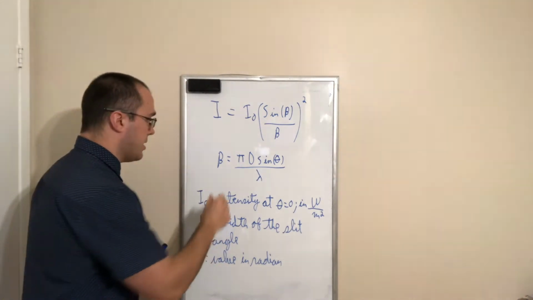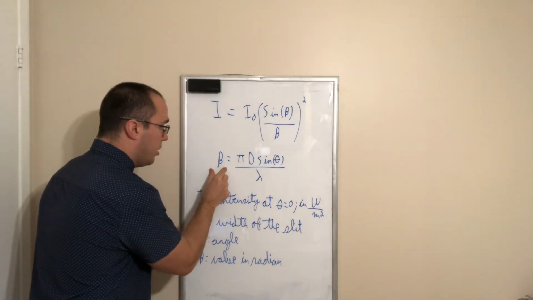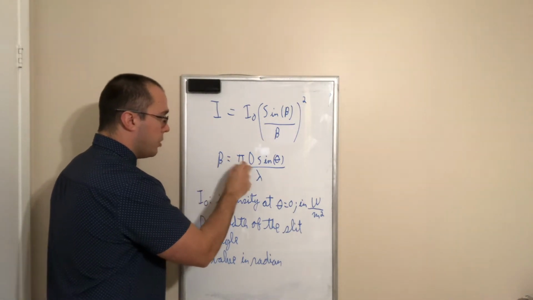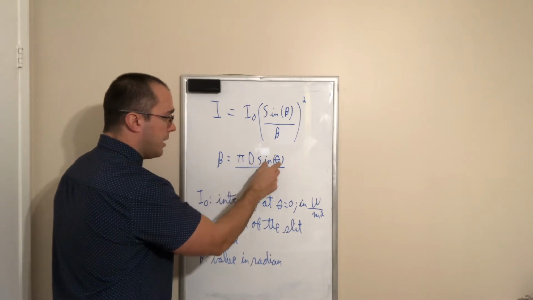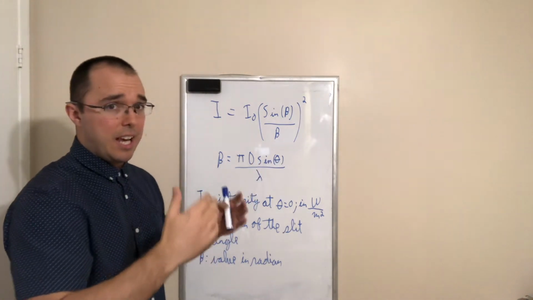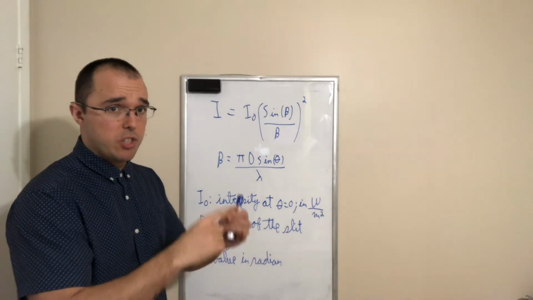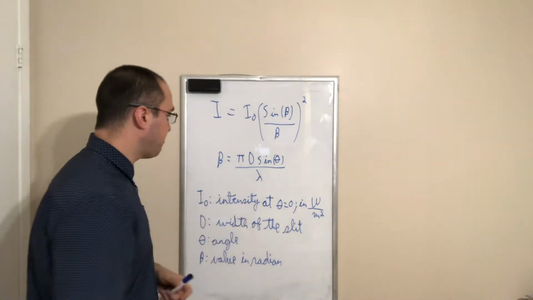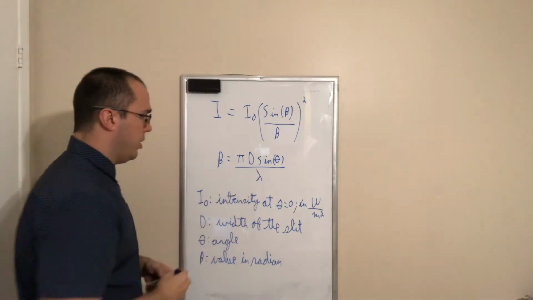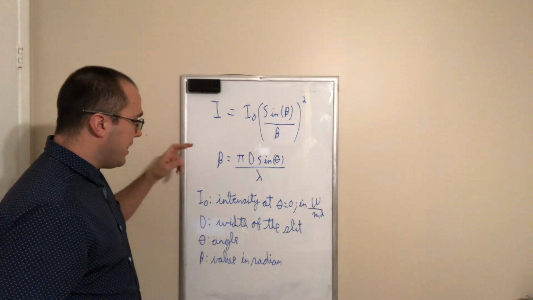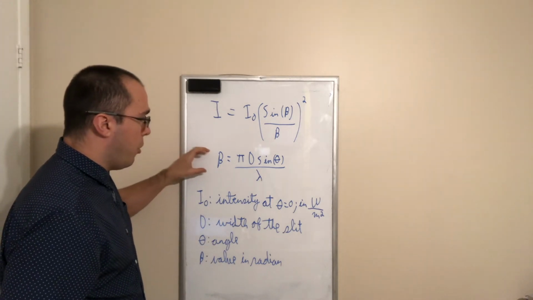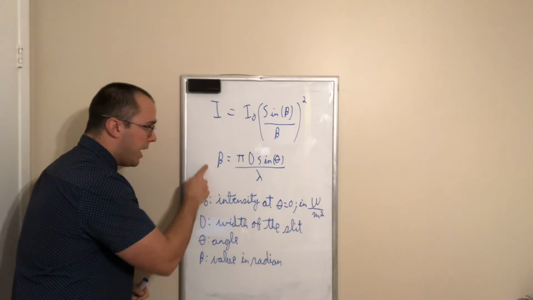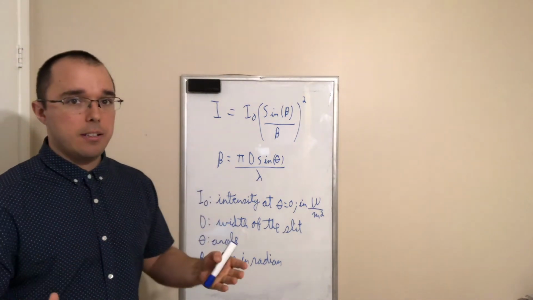But the main point is we can calculate beta by using pi multiplied by the width of the slit, sine theta. This theta is still the same as we've been using since the beginning of chapter 6 and chapter 7, divided by lambda in this case. Now, there's a point that is really important here. This beta is in radians.